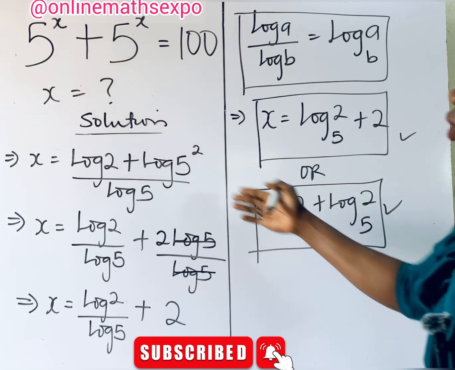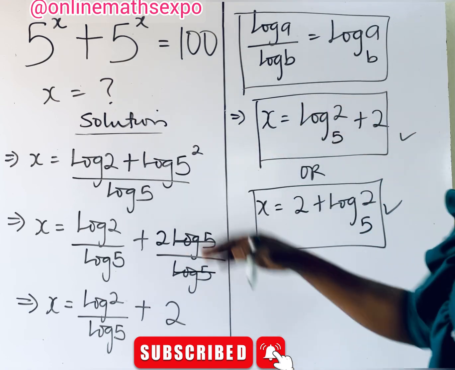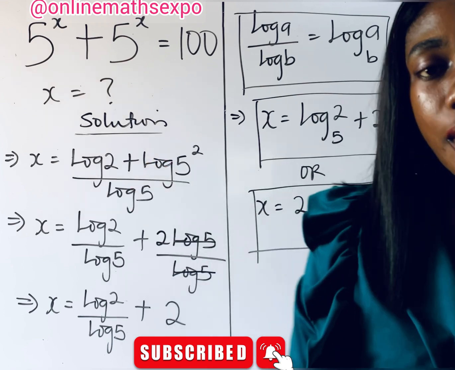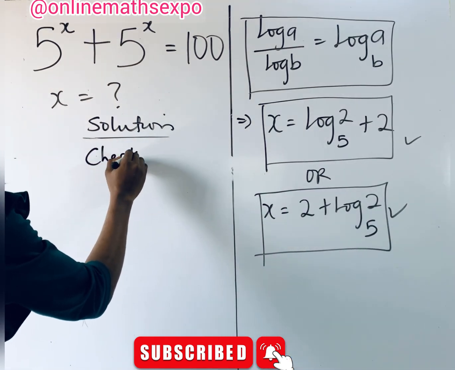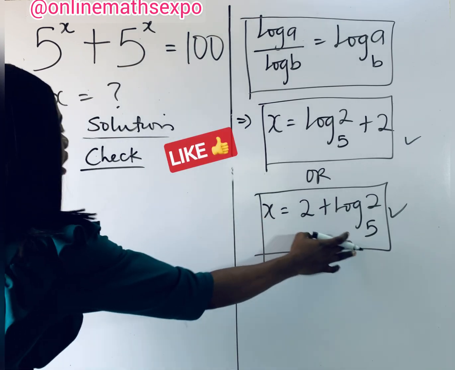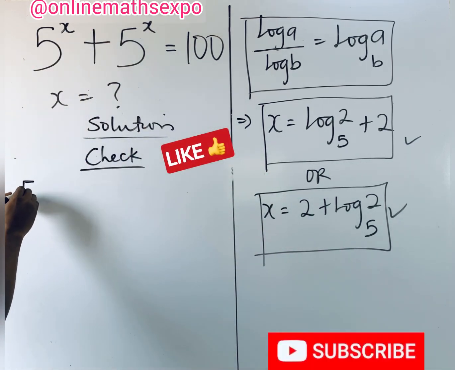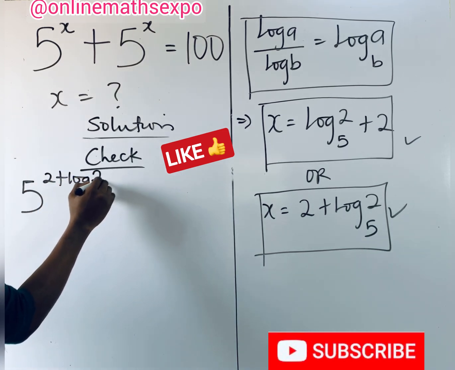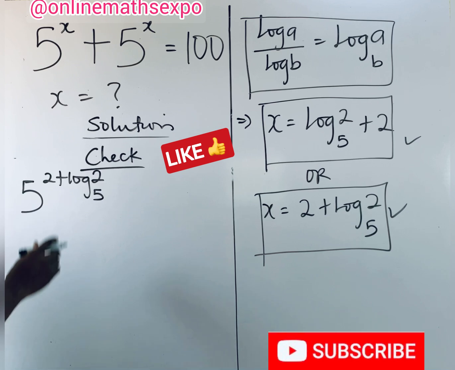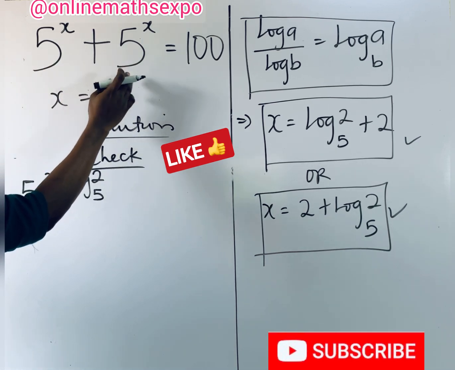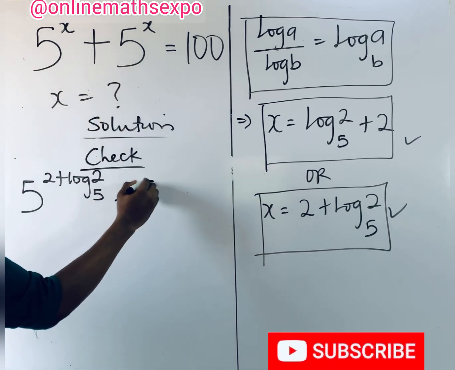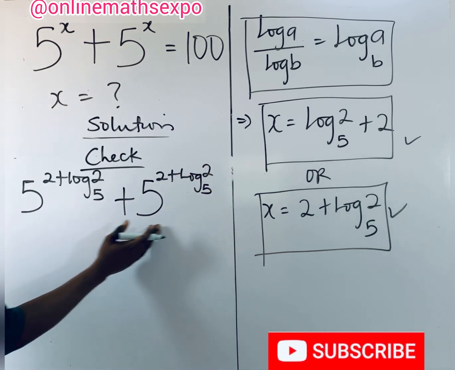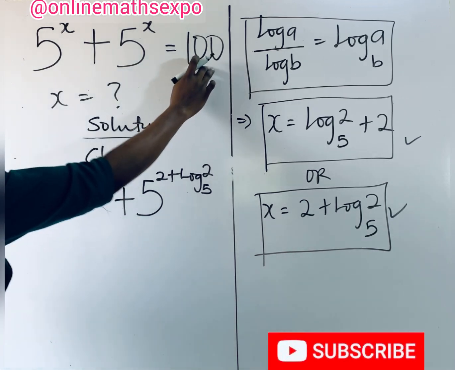So let's do a check to know if when we put this value of x at the left side, will it be equal to 100? So to do that, let's take it to this part. So to check, we are going to now put this x in any of these. We have 5 to the power of 2 plus log of 2 base 5. Now, observe carefully that these two are the same. So it means we are going to return it again. We have 5 to the power of 2 plus log of 2 base 5. Let's know if when we simplify this, will it give us back 100?